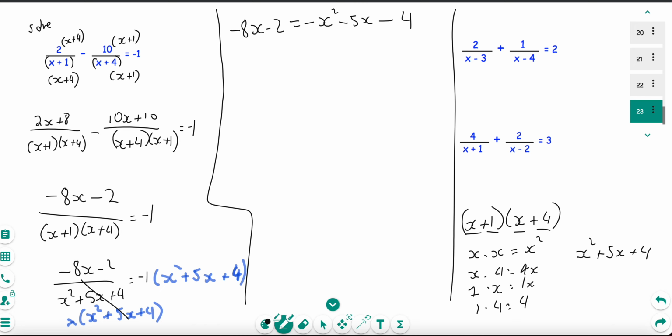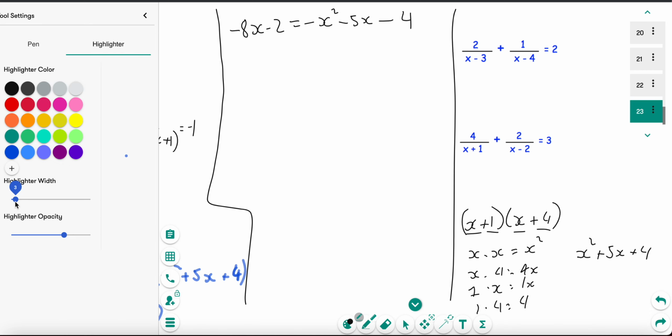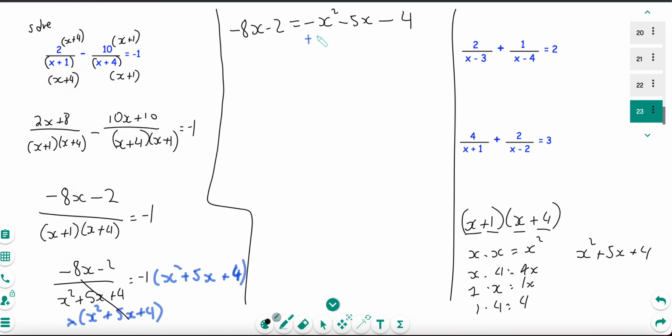Do you see something? We have a quadratic. There's a square term, there's some x terms, and some number terms. But remember, in order to solve a quadratic, the other side must be 0. So let's rearrange it so one side is 0. First of all, I hate seeing a negative x squared, so I'm going to plus x squared. I've got to do the same thing to the other side, plus x squared. So I have x squared minus 8x minus 2 equals, that cancels out, negative 5x minus 4.